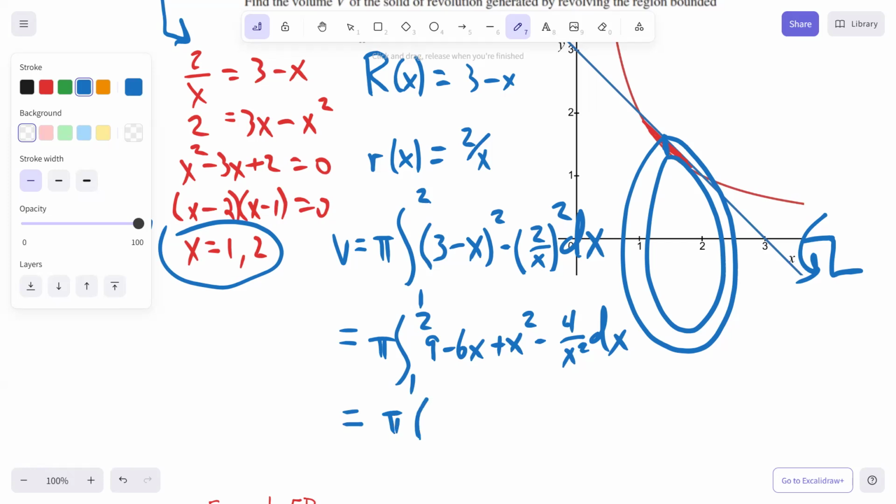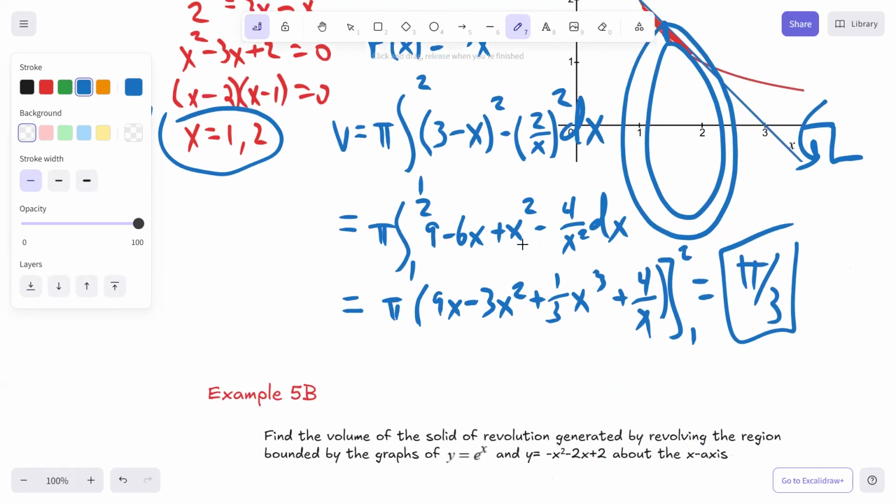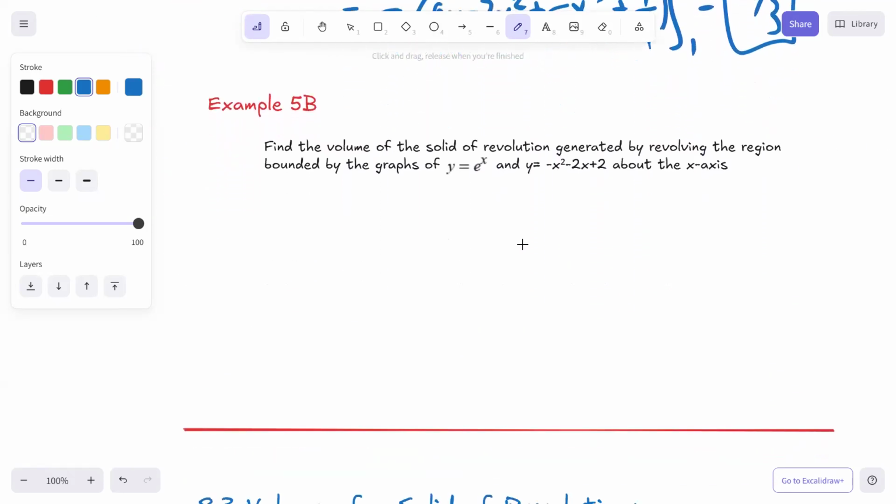So you'd have pi times 9x minus 3x squared plus 1/3 x cubed plus 4 over x. And then we're going to evaluate that at 1 and 2 and subtract. What you'd end up getting is pi over 3 for this one. All right. So now, the next thing we want to do is just try another one.